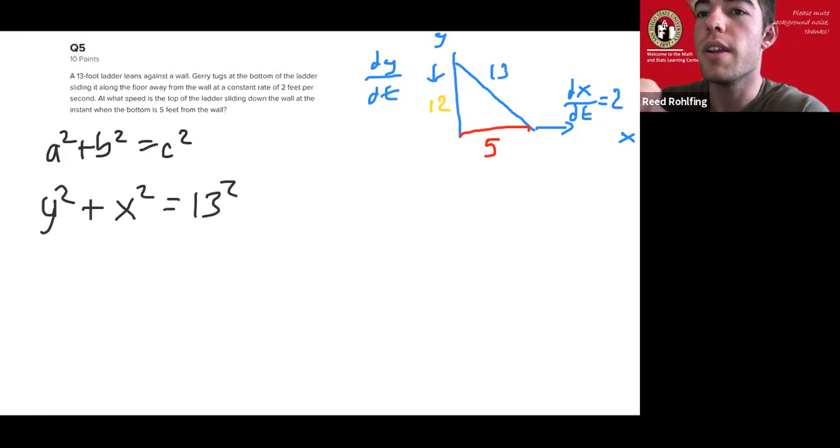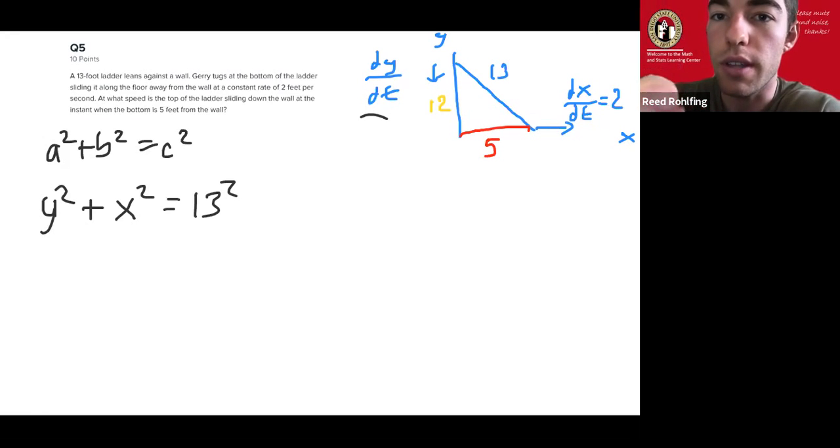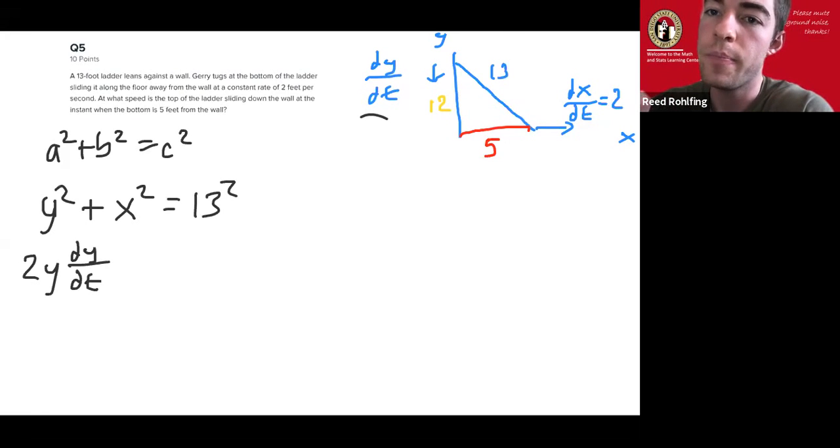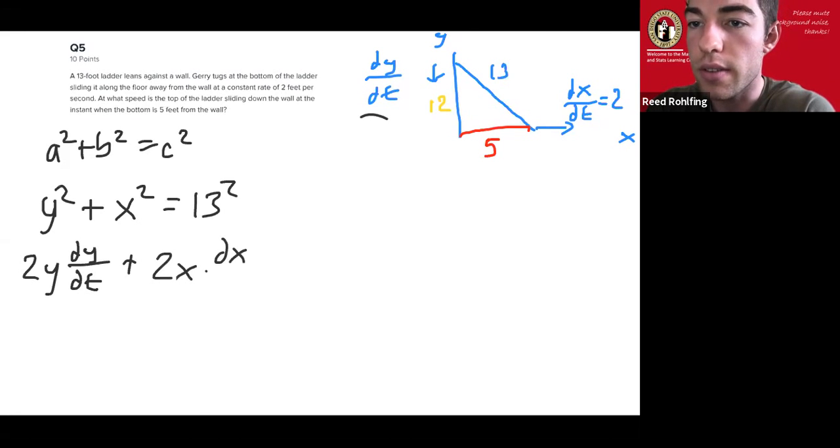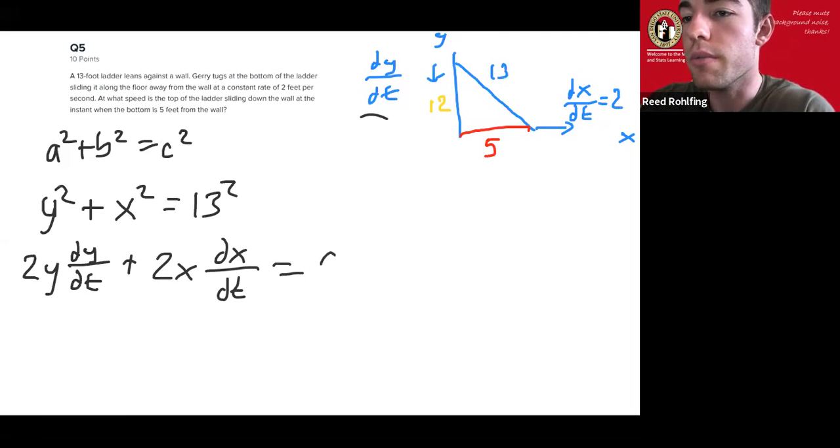Okay, so from here, if we take the derivative of this, we'll get dy over dt and dx over dt in our equation. So if we do that, we'll get 2y. Then we have to use chain rule, and since we don't know what y is, taking the derivative of it would just be this. And the same thing for x, so this would be 2x dx over dt. And then we take the derivative of 13 squared, it's just going to go to 0.